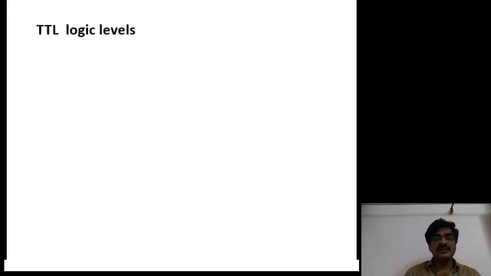Welcome back. In connection with the previous lecture, in the previous lecture we have seen how to construct Schottky TTL NAND gates and NOR gates and their operation, and we observed their truth tables. Today let us see another logic family using bipolar transistors only, that is ECL, emitter coupled logic.